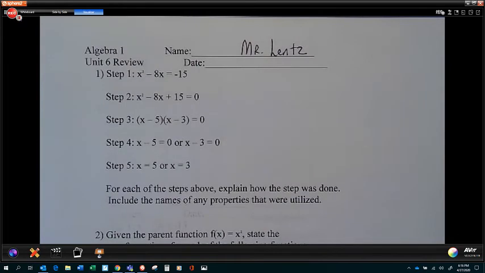I'm going to pause it a few times and put the answers up there, as well as walk you through some things. Okay, for each of these steps above, 1, 2, 3, 4, 5, in question number 1, explain how the step was done and include the names of any properties that were utilized. I'm going to go ahead and put the answers up there, and then I'll kind of talk through it.